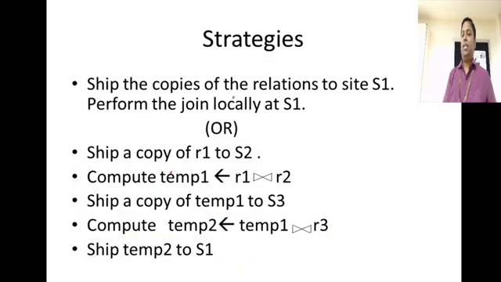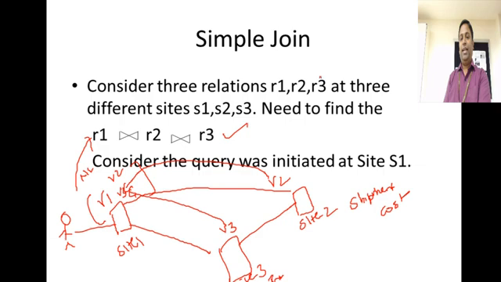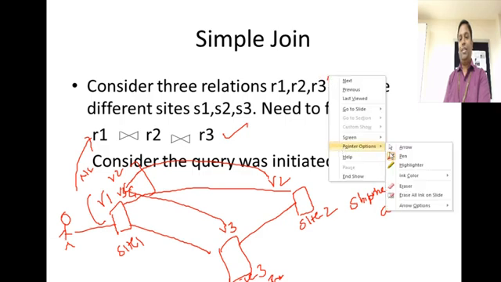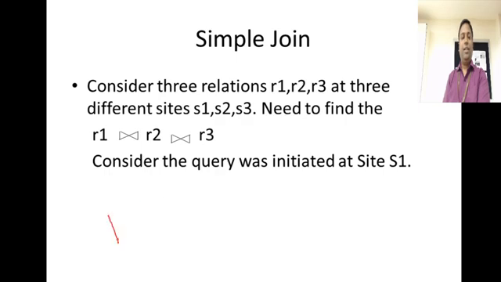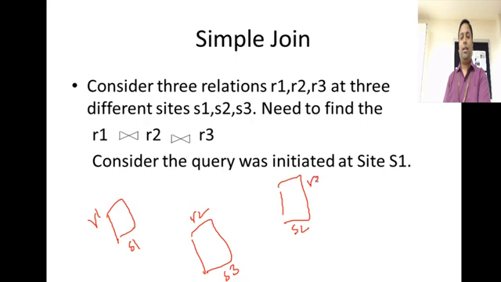So that is the first strategy, or they have given another strategy here. If you take a look at the three sites again, let me go and erase everything and then come back again. So let's again take these three sites. This is site S1, this is site S2, and this is site S3. So you have R1 here, R2 here, R3 here. The first strategy was you take all the other tables and ship them to site 1.